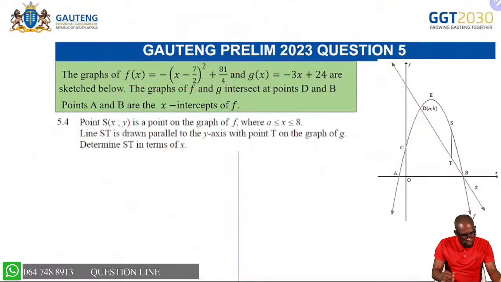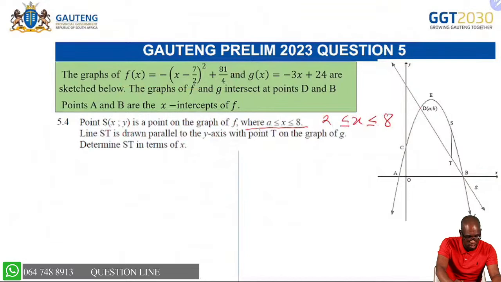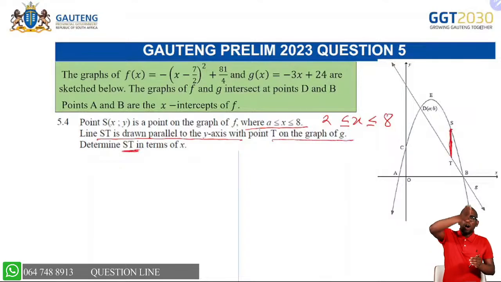We move on. Point S is a point on the graph of f where x is trapped between A and 8, which means that our x is trapped between 2 and 8. It's greater than or equal to 2 and less than or equal to 8. So they say line ST is drawn parallel to the y-axis with point T on the graph of g. Determine ST in terms of x. We are looking for this vertical distance ST in terms of x. And we know for our vertical distance, the x value there remains the same. It is only the y value that is changing.